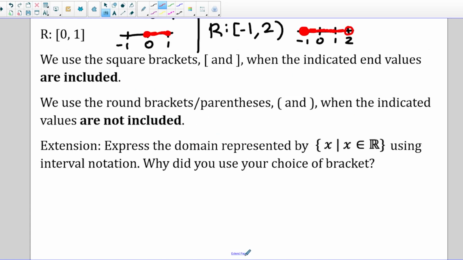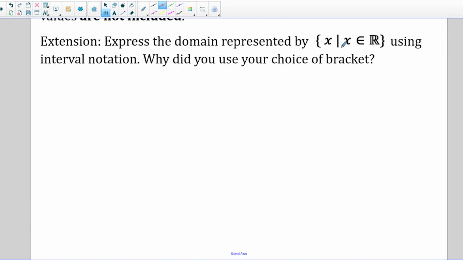Now if we take a second here and think about the domain represented by the set of all x values, such that x is an element of the real number system, how would we be able to express this in interval notation? And why do you use your choice of bracket? Take a few seconds, think about what your answer is, pause the video, and then unpause once you're finished.